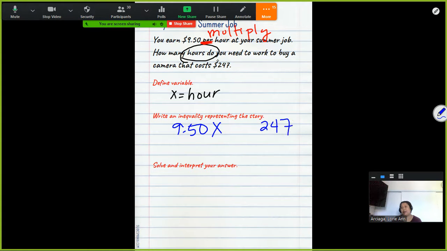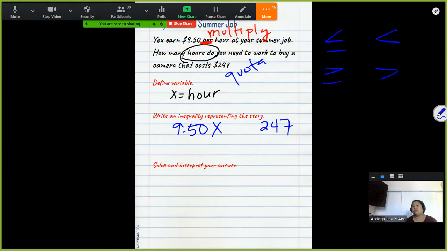But I want you to think about what symbol am I going to place here? Do I go less than or equal to, greater than or equal to, or do I go strictly less than or strictly greater than? So 247 is the cost of the camera, and you want to know how many hours it would take you to reach that quota. So that's the amount you're trying to reach. So what symbol are you going to use?